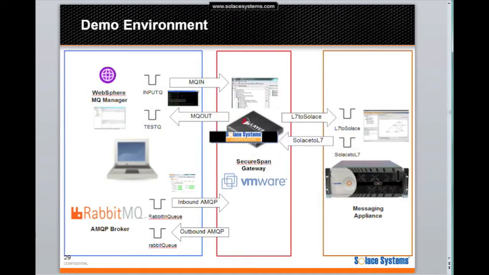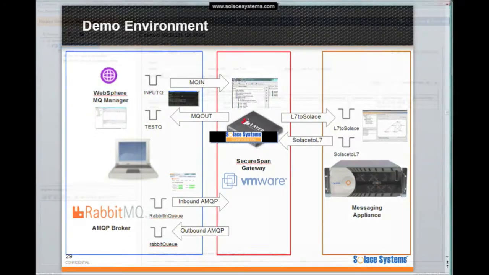So we've defined input queues and output queues on each of these different brokers. The WebSphere manager has a queue called input queue, and test queue is the output queue, and I'll show you some tools on how we're going to generate traffic in and out of here. Similarly, RabbitMQ has a RabbitInQ and RabbitQ, which is the outbound queue, and Solace has some queues defined here as layer 7 to Solace and Solace to layer 7. Okay, so that's the demo environment.